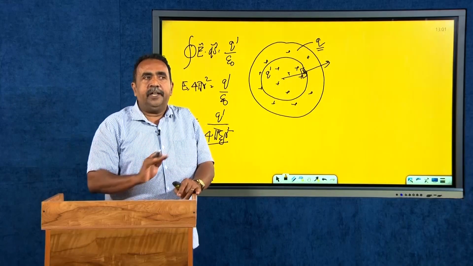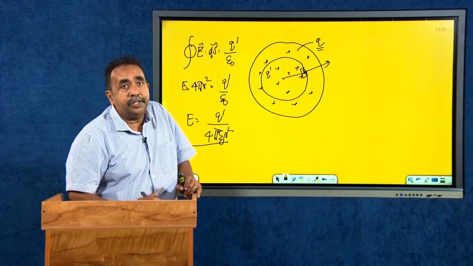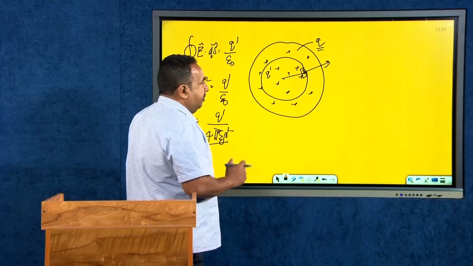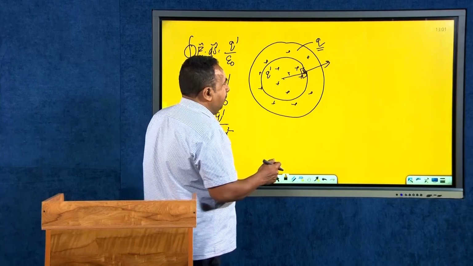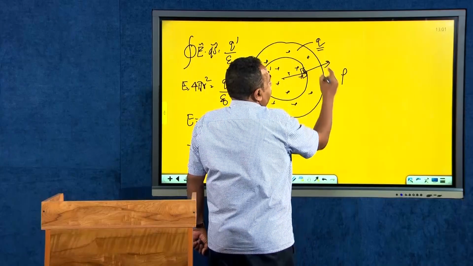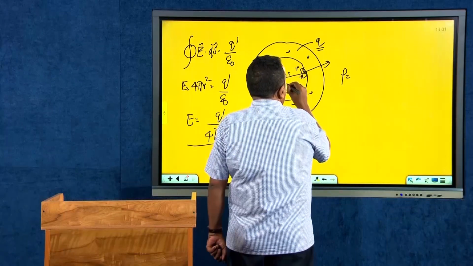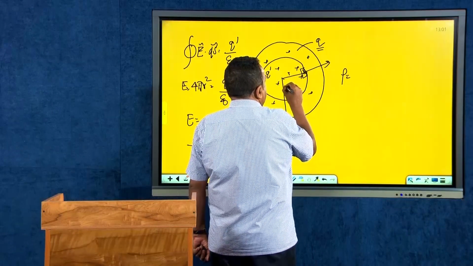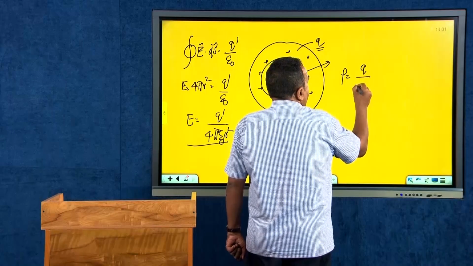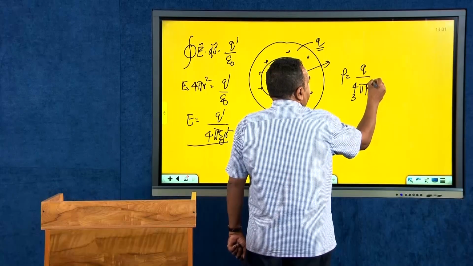You cannot say that this result is the right one, because you do not know what q prime is. Q prime is unknown to me. Therefore, I have to write that q prime in terms of some known parameters. For that, I know that it is a uniform charge distribution. Therefore, the charge density is a constant. If I take the radius of the sphere as capital R, the charge density is given by total charge divided by total volume, 4 by 3 pi R cube.